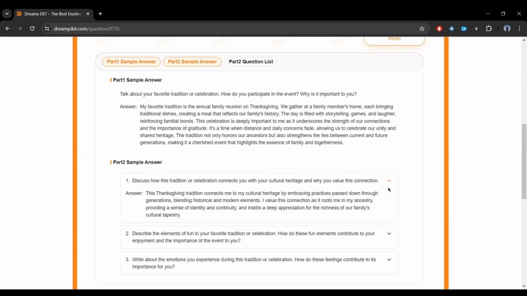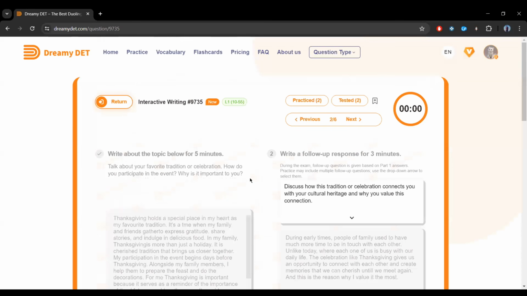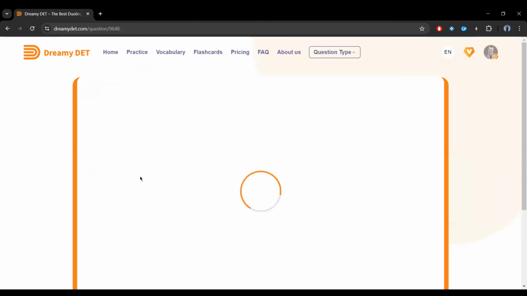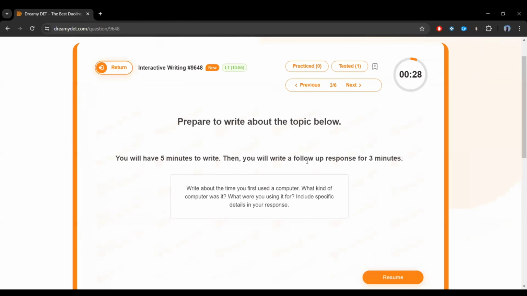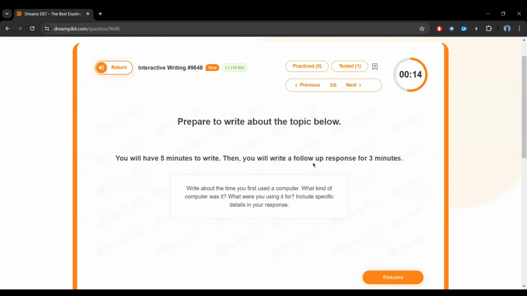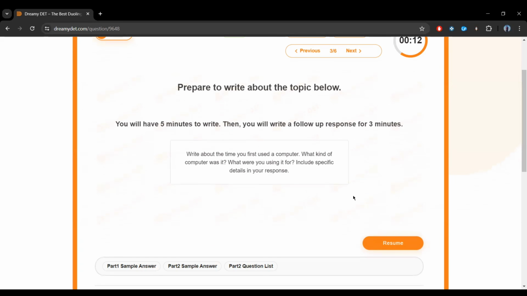Okay, awesome. Let's move on to our final question number 3. Here we go. Write about the time you first used a computer. Oh, okay. What kind of computer was it? What were you using it for? Include specific details in your response. All right. Let's begin this one.